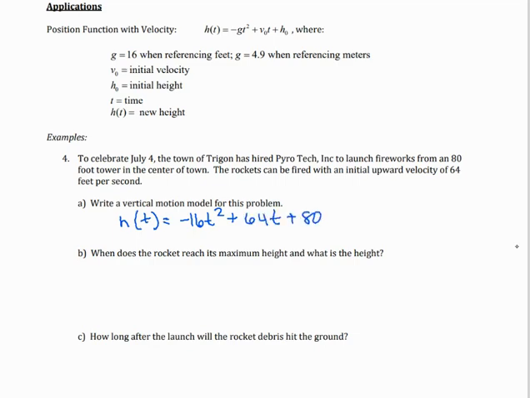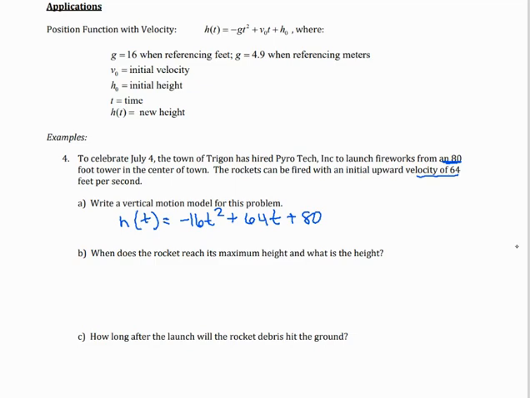Okay, so you should have gotten h of t equals negative 16t squared plus 64t plus 80. We're choosing negative 16 because we are talking about feet in this problem. Our t is our variable for time. V naught is initial velocity, which they told us is 64. And our initial height is where we're launching those fireworks, and we're launching them from an 80-foot tower.